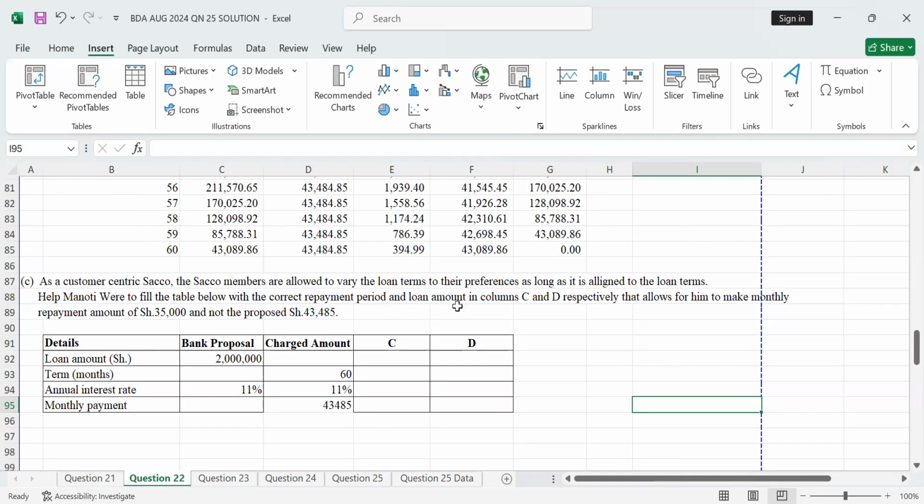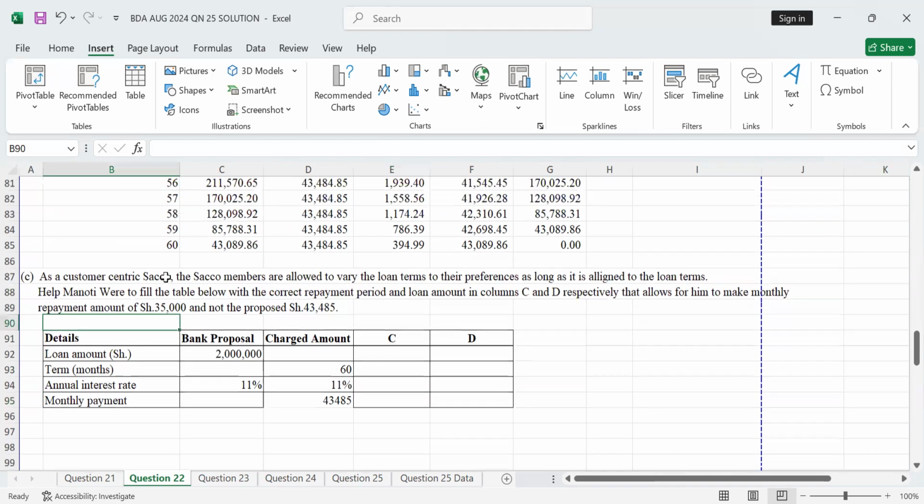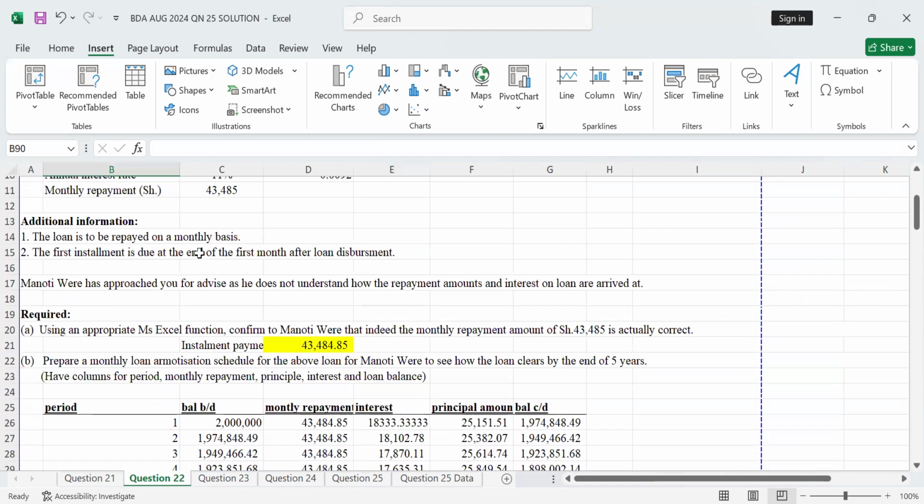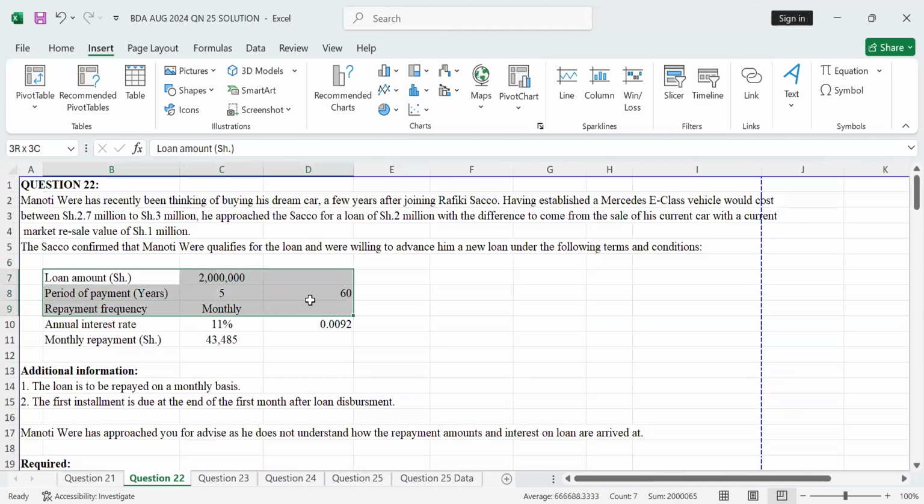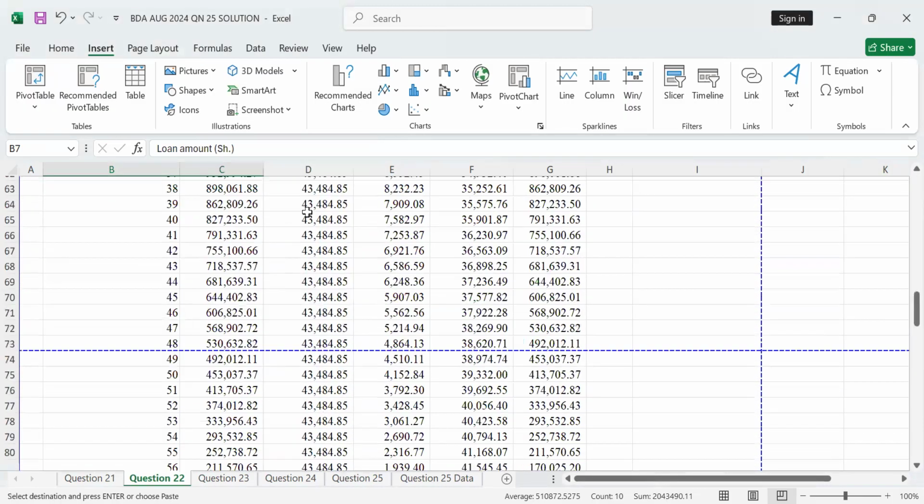Here it is only as to this. The correct repayment period is on column C. Loan amount is on column D, respectively. That allows him to make a monthly repayment of what? 35,000. So this is where what I said. We just come here, we copy these. I'll copy that. Yeah.